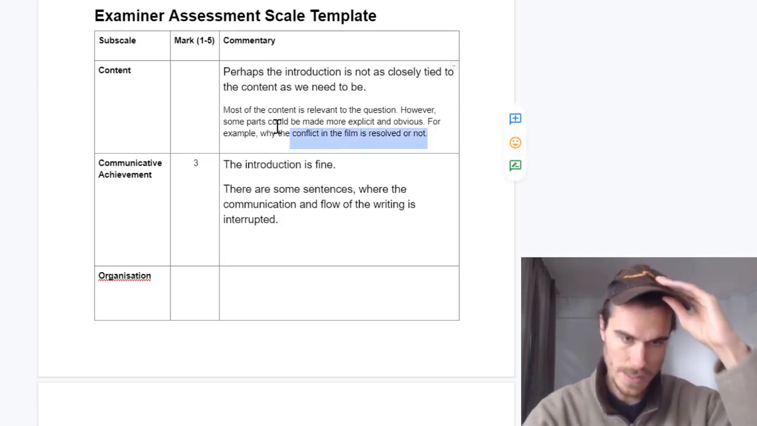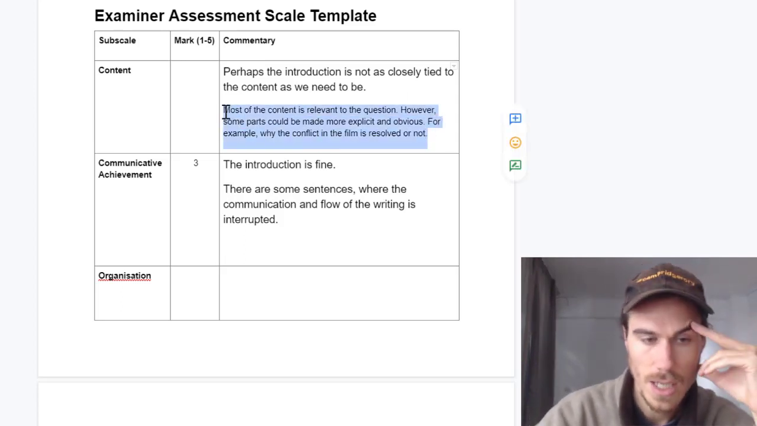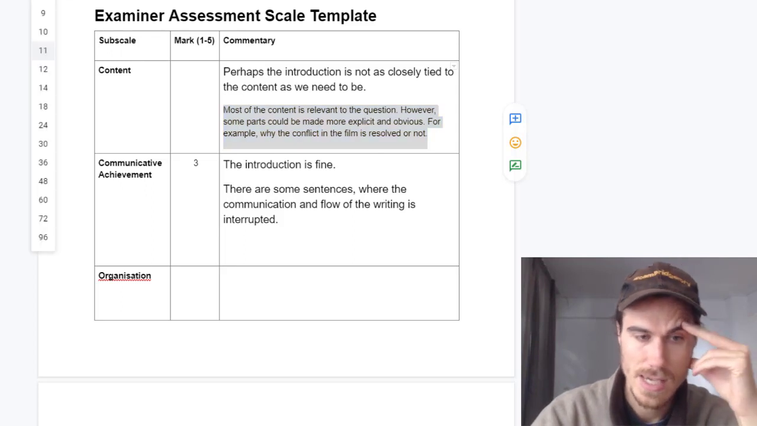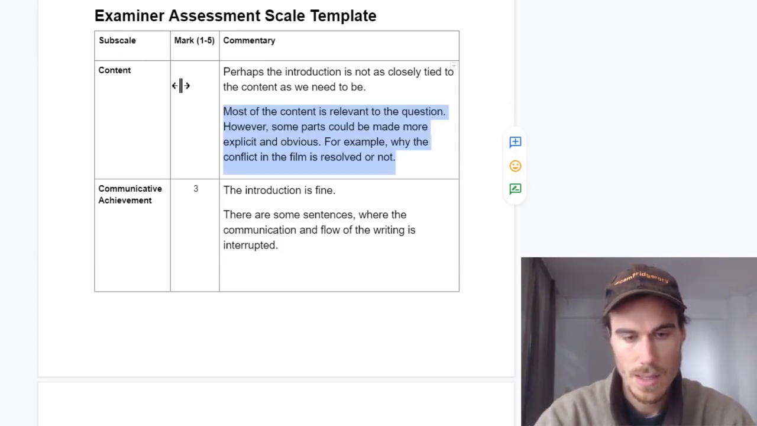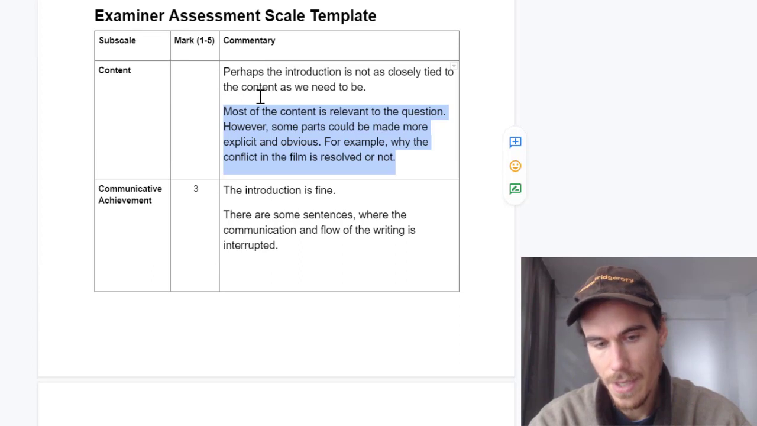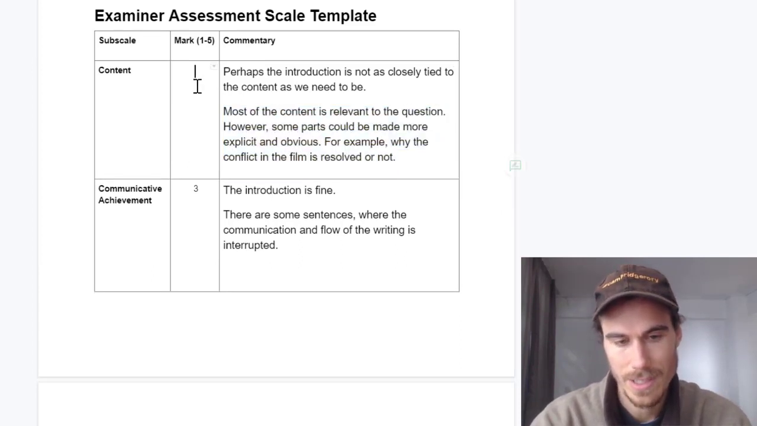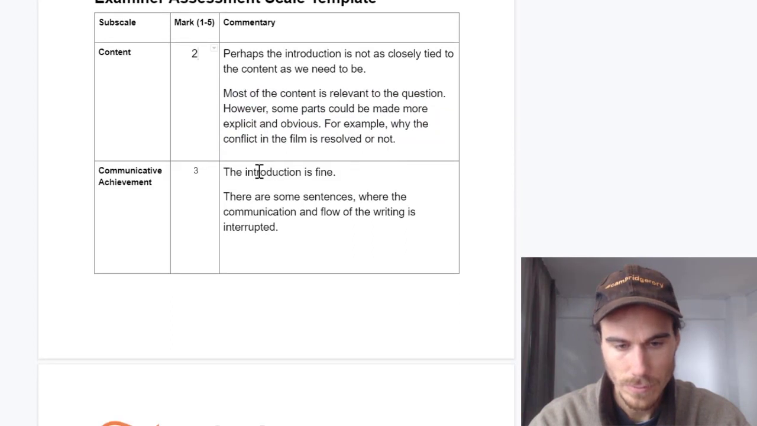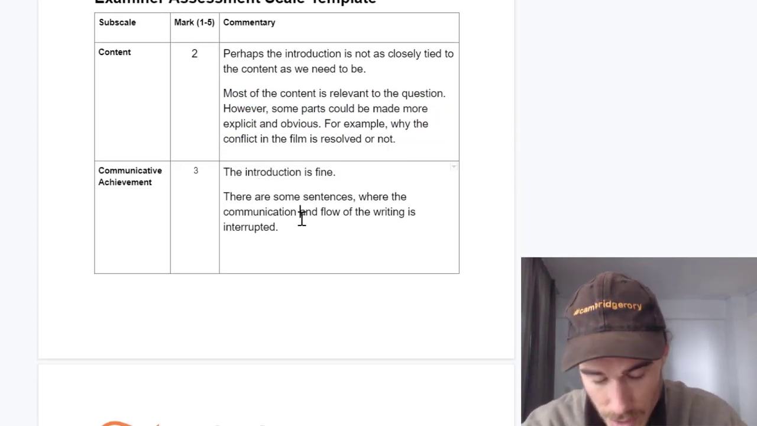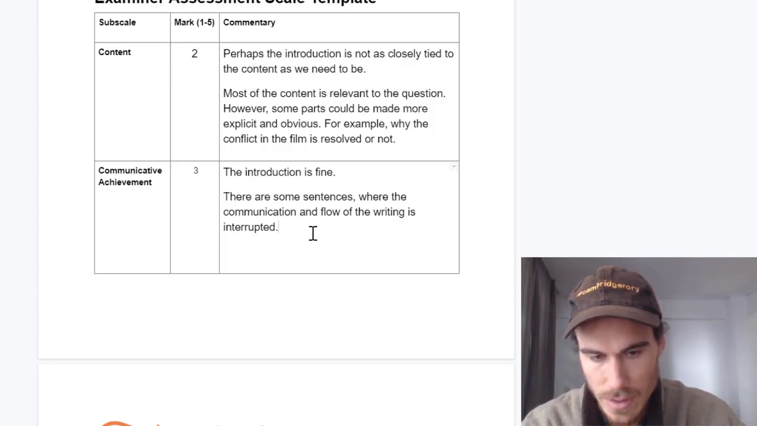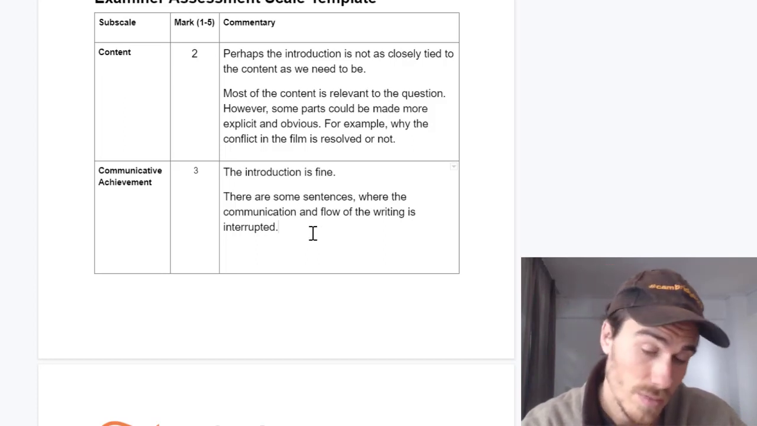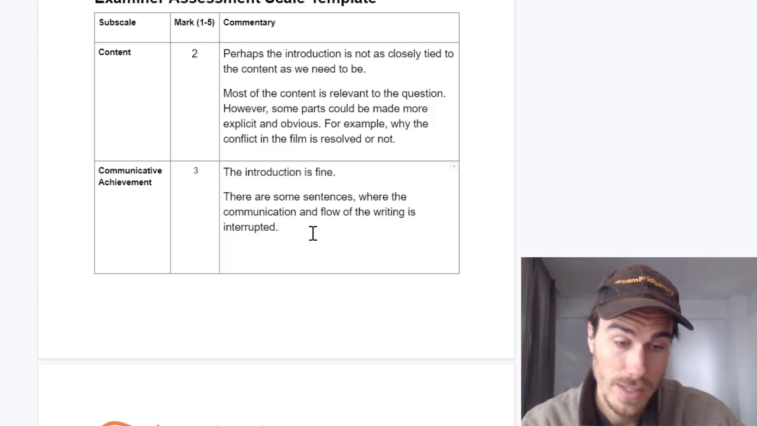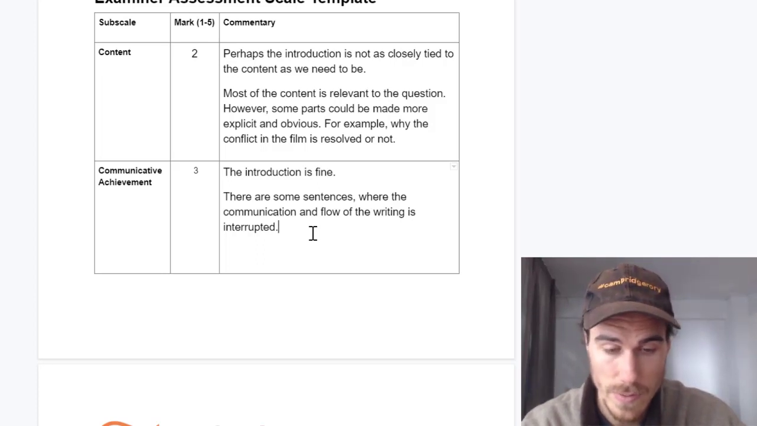And I think when it's this higher standard, when it's CPE, we need to be achieving that better in order to get a 3. So I'm going to give it a 2. Communicative achievement is kind of tied to that as well. There are some parts where the communication and flow of writing is interrupted. That's true as well.